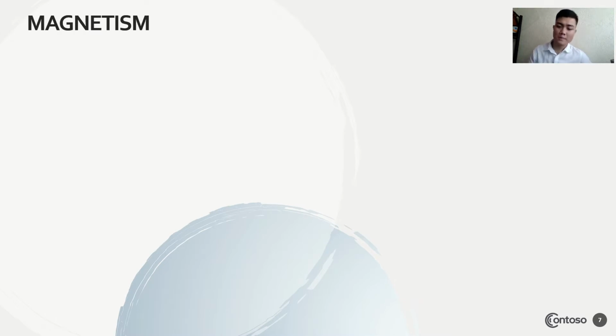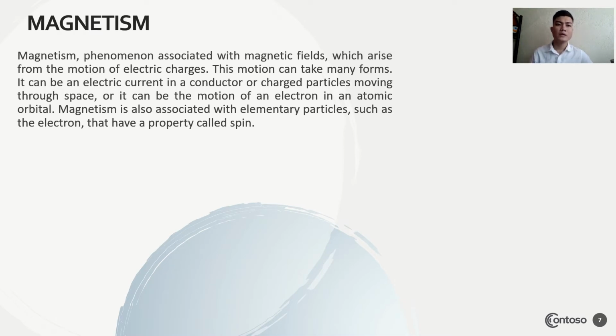So let's proceed to magnetism. When you say magnetism, it is a phenomenon associated with magnetic fields, which arise from the motion of electric charges. This motion can take many forms. It can be an electric current in a conductor or charged particles moving through space, or it can be the motion of an electron in an atomic orbit. Magnetism is also associated with elementary particles such as the electron that have a property called spin.